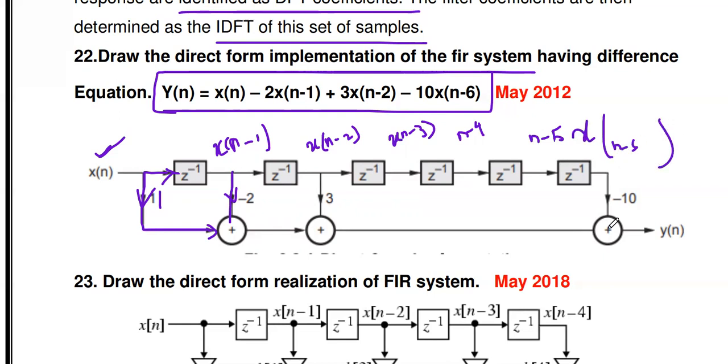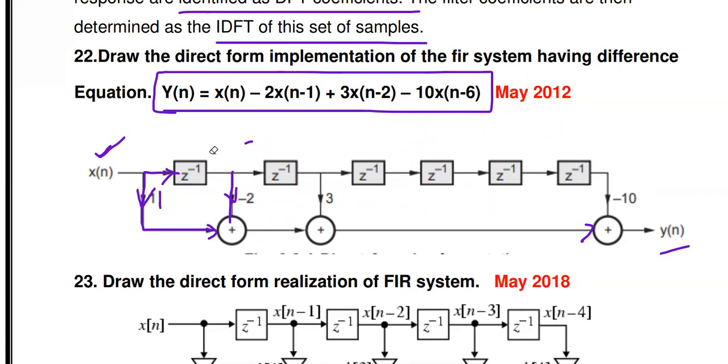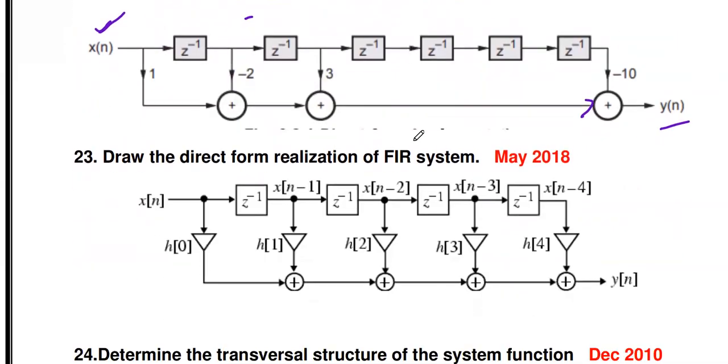So this x of n minus 6 is multiplied with the coefficient minus 10. Then you give it to the adder, and the output of this adder and the output of the previous adder are added. So we can get the output y of n. This is the direct form realization of the FIR filter. First you see how many delays we have to use. x of n minus 6 means 6 delays we have to use in this series. This arrow indicates a multiplier. This is the adder.